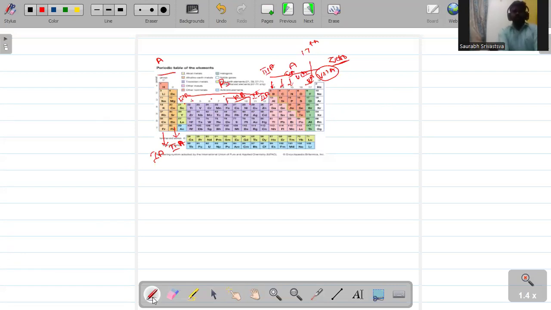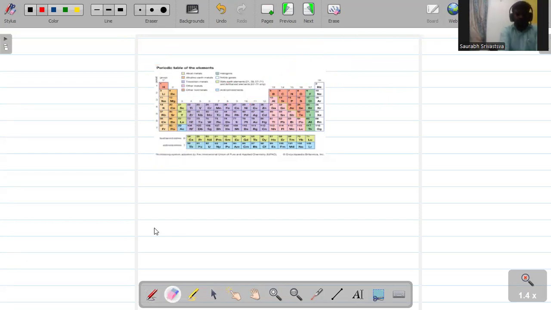Okay. Next one, valency. What is meant by valency? Valency is the combining capacity of an element. So with how many bonds will it attach? How many bonds, how many valency? It has only one valency. There is none, it is valency 2.